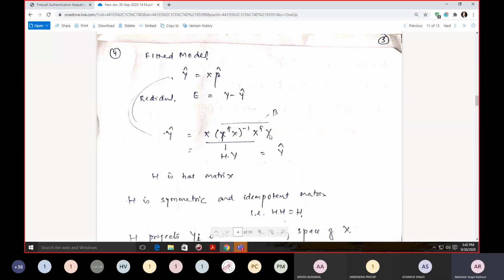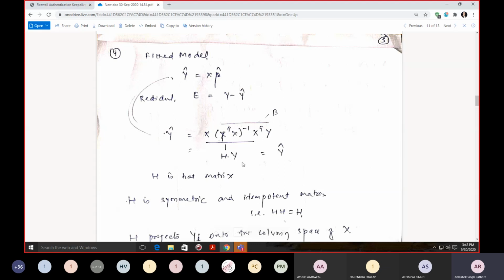So this is my beta and we identified that this is my hat matrix. Why is this my hat matrix? Because you are converting your y into estimated y by multiplying with this type of matrix. So this is supposed to be a hat matrix. So we are getting y hat is equal to hat matrix into y.